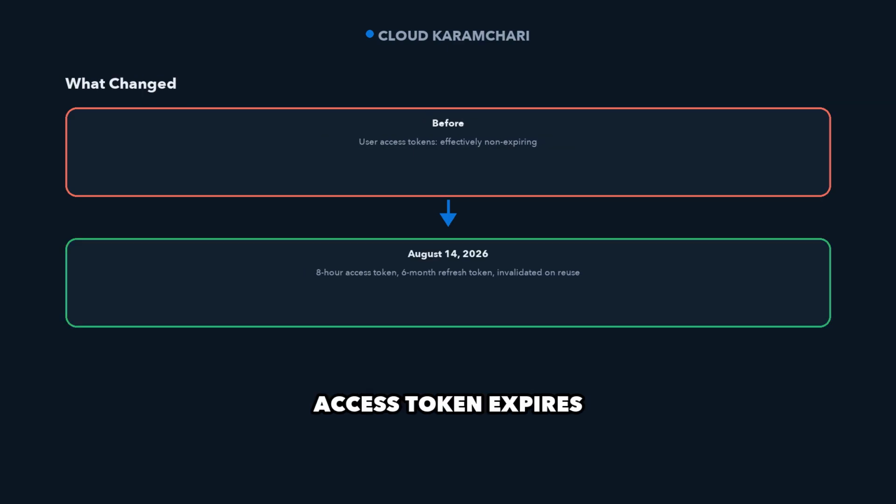Now, a user access token expires in 8 hours. Behind it sits a refresh token valid for 6 months. And the moment you redeem a refresh token, both the old access token and the old refresh token stop working, so a stolen refresh token is a single-use credential at best.